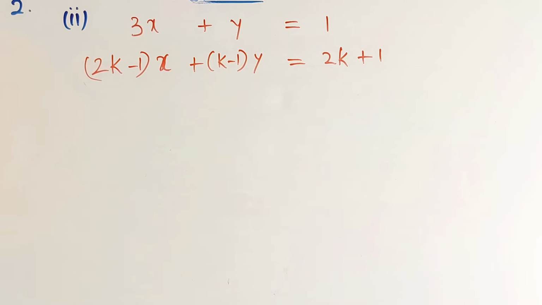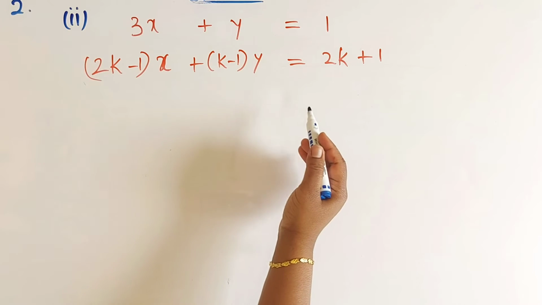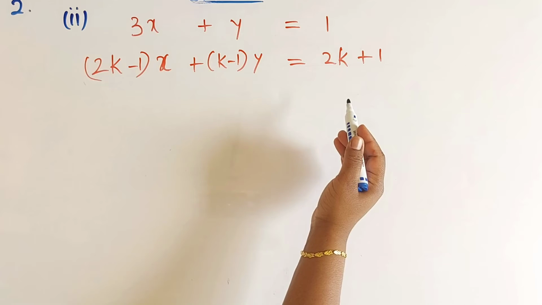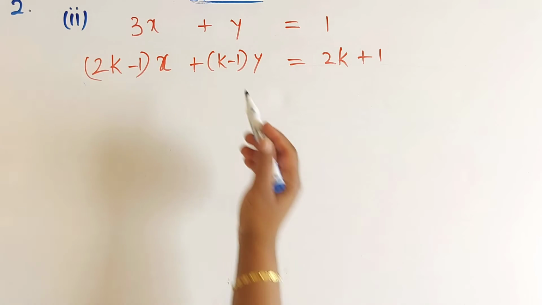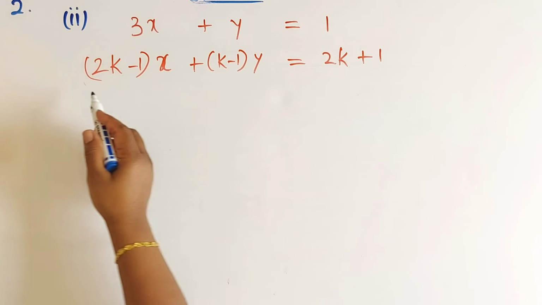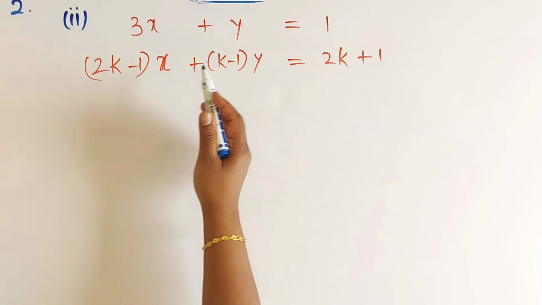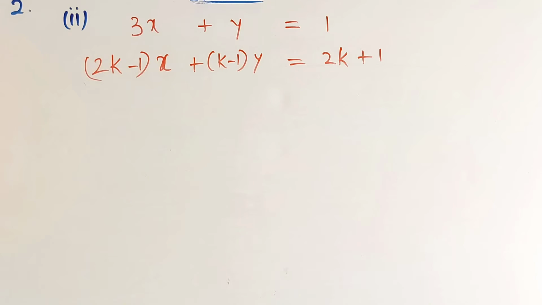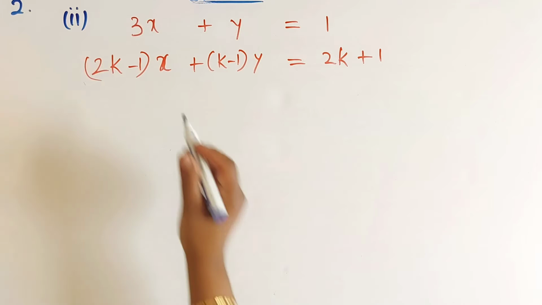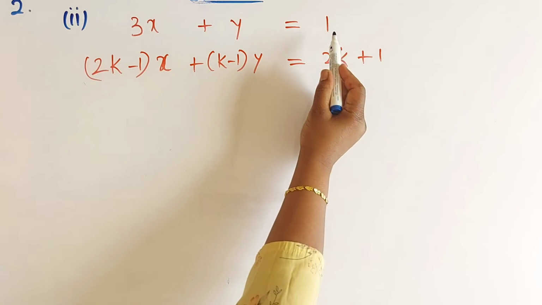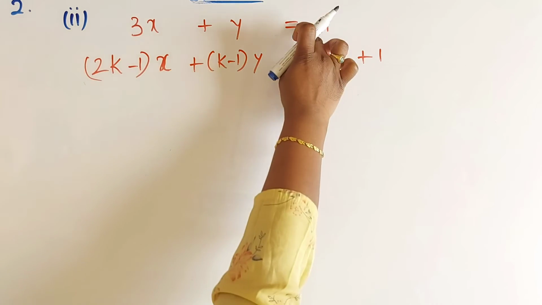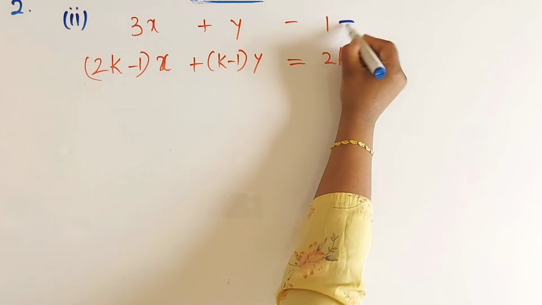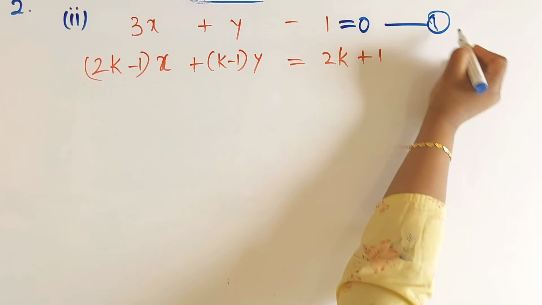Second one, children: for which values of k will the following pair of linear equations have no solutions? First one, 3x plus y equal to 1. Second one, 2k minus 1 of x plus k minus 1 of y equal to 2k plus 1. Right children? First we will change the equations into standard form, ax plus by plus c equal to 0. So send this 1 to the left hand side. It will be minus 1 equal to 0. This is the first equation, children.